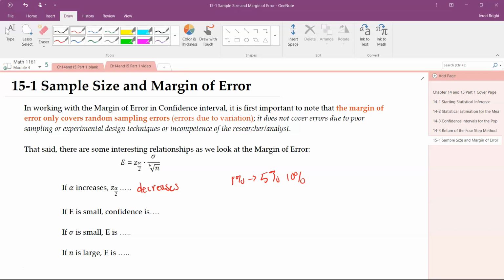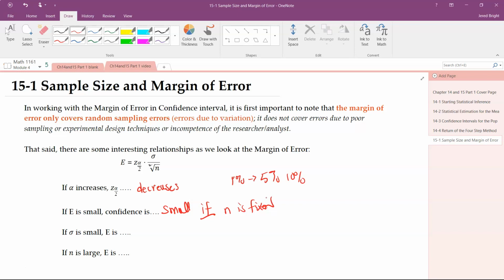And then if E is small, so if we have a small margin of error, then confidence is small. I'm going to add a little caveat if our sample size is fixed. We have to be a little careful with that statement, but generally, if we have a small margin of error and we have a fixed sample size, then our confidence level is going to be pretty small.